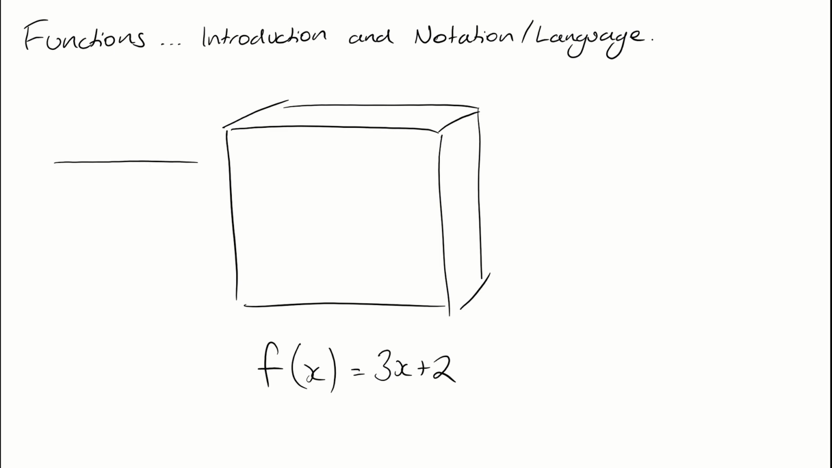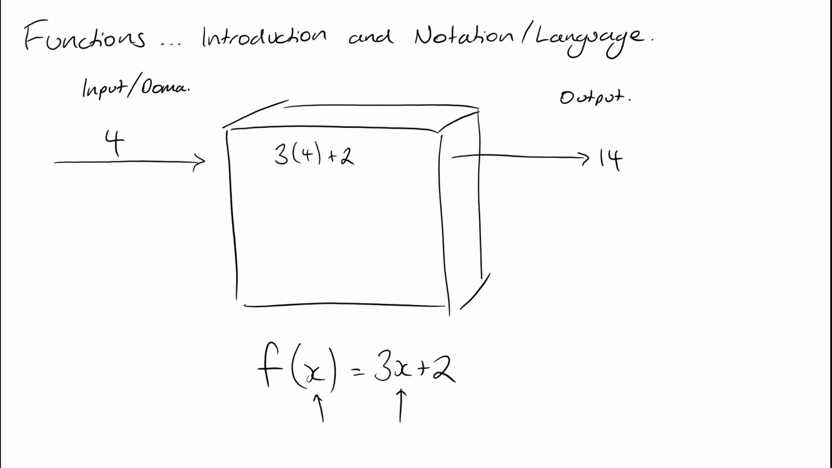Well, that means if I input the number 4 into Francis's machine, it's going to take that number 4, so in this case my 4 would be my X, and multiply it by 3 and add 2 to it. So once that number 4 goes through Francis's machine, it's going to output the number 14. So we had the input over here and the output over this side. And the words that we like to use when we're talking about functions, instead of input, we talk about the domain. And instead of output, we talk about the range.